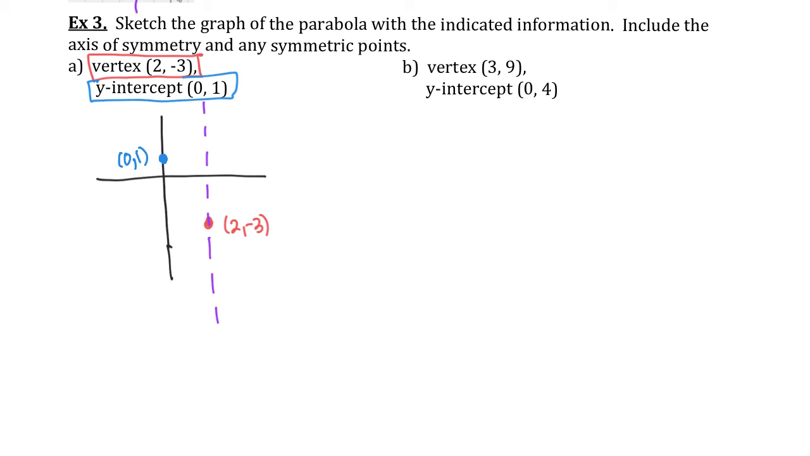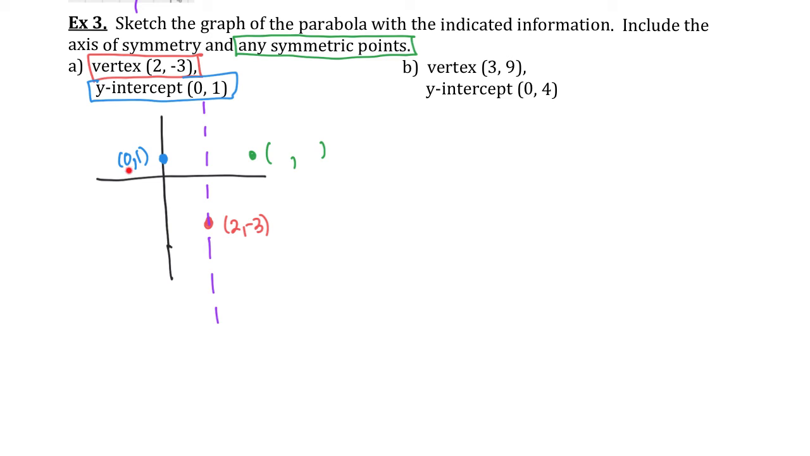Okay, I'm almost done, but the last thing it's asking me to do is find any symmetric points. Like we noticed on the previous graphs, there are matching points on the left and right side of the axis of symmetry. So if I look at this y-intercept over here, it's on the left side of the axis of symmetry. There has to be a matching point on the right side of the axis of symmetry for this to be a parabola. So first I'm just going to estimate about where it goes. It's probably over here somewhere. Okay, but then I'm going to label the ordered pair.